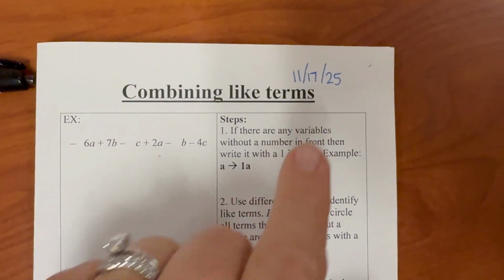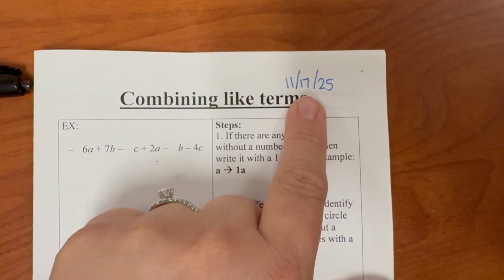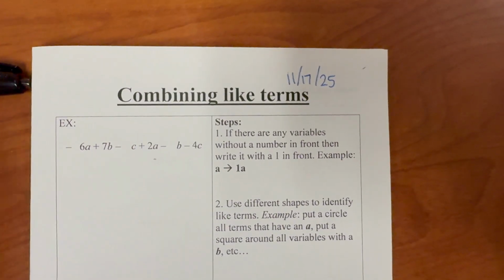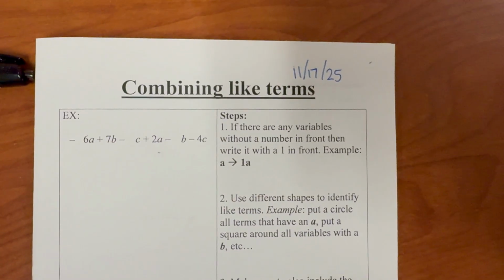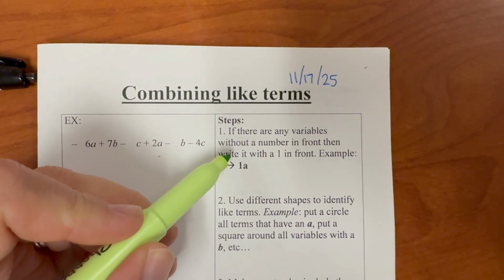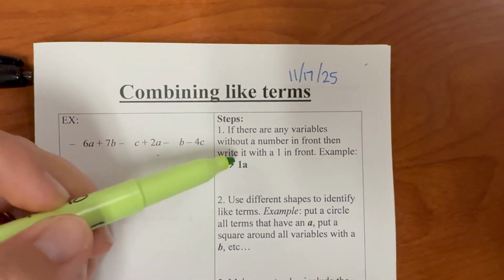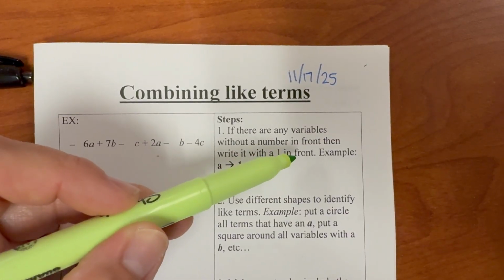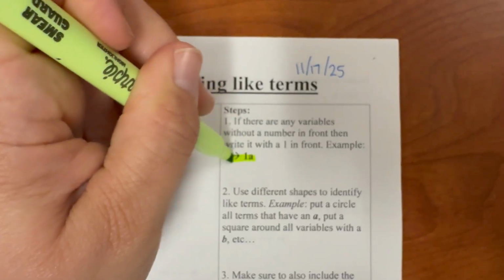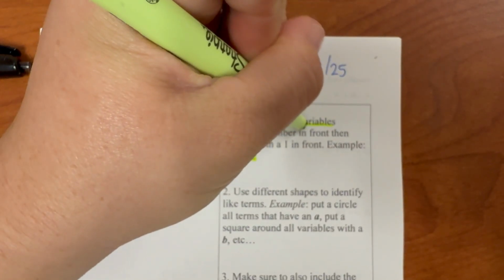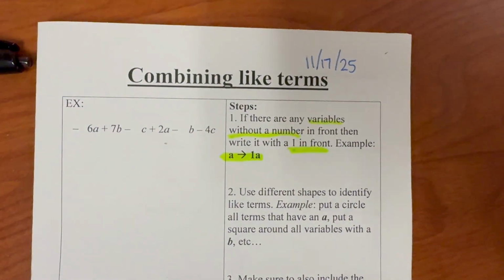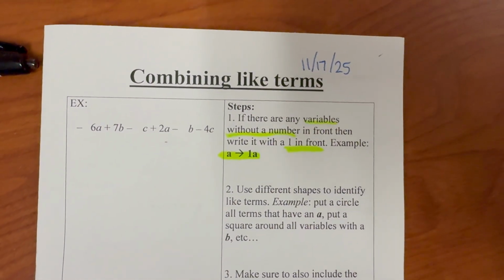If you haven't done so already, go ahead and add today's date, 11/17/25, and let's look at our example and follow along with the steps to solve that example. So step 1 is, if there are any variables without a number in front, then write it with a 1 in front. Example, A would be 1A. So variables without a number, you want to put a 1 in front. So underline or highlight those key parts.